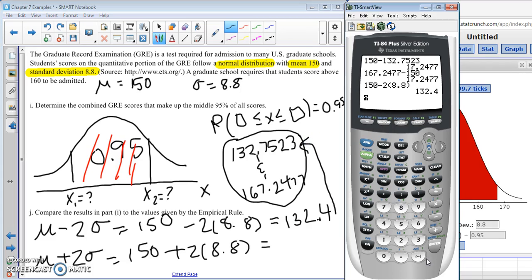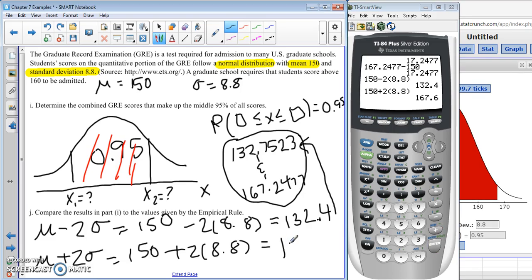And then I'm going to press second enter, and then I'll pull back up what I just typed in. I'm just going over and changing my minus sign to a plus. I get 167.6, which is pretty close here, right? So rounding, they wouldn't round to the exact same number, but they're pretty close to what we actually have there. So you can see the empirical rule was approximate, but you can see those values are really close there.